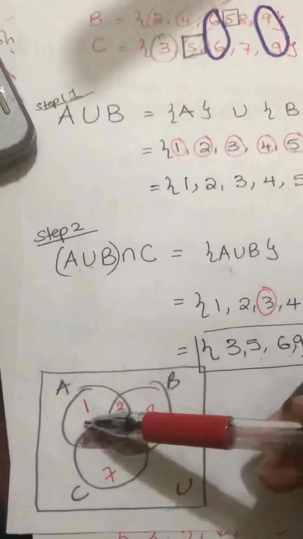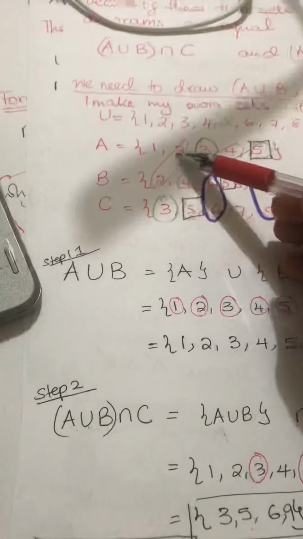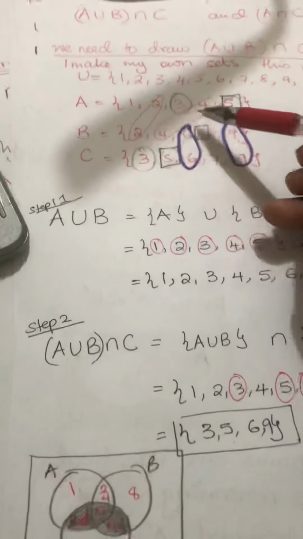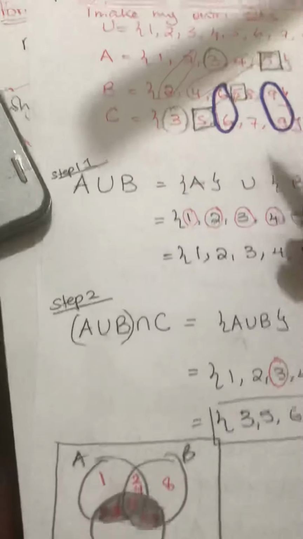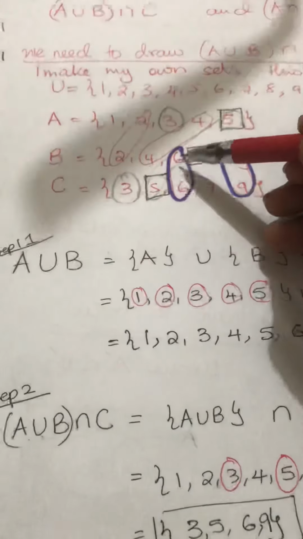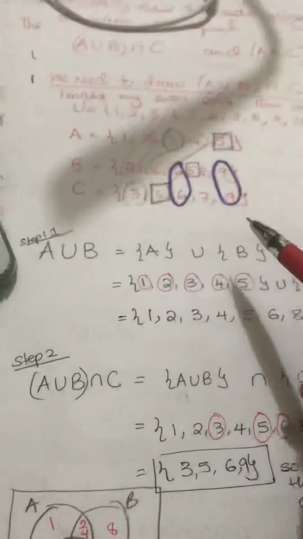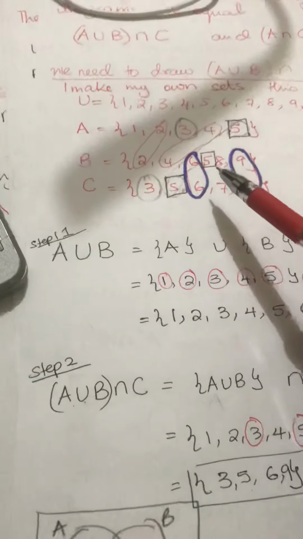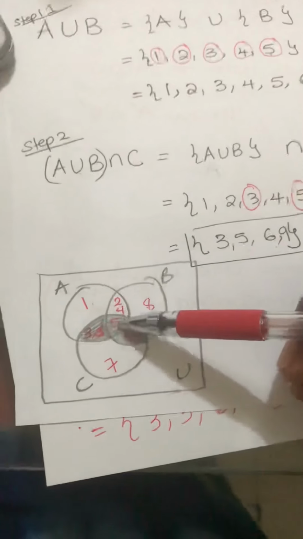What number is only in A? 1. I wrote it over there. What number is in A and B? 2 and 4. Those are the only numbers that are in A and B. What number is in B only? 8. What number is in B and C? 6 and 9. I wrote them there. What number is in both A, B, and C? 5. I wrote it in the middle.